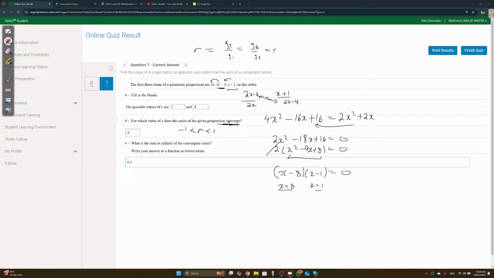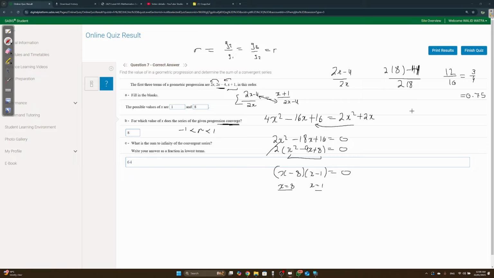So we need to know for which value of x is the value of r a decimal. Let's try this one. Okay, (2x minus 4) over 2x. We know when we divide them, we get the ratio. Let's plug in 8. 2 times 8 minus 4 over 2 times 8. So you get 16 minus 4, 12 over 16, which is divided by 4 up and down. You get 3 over 4, which is 0.75.